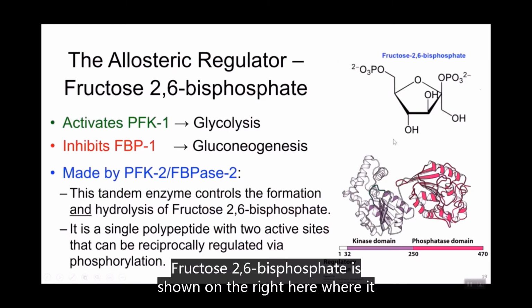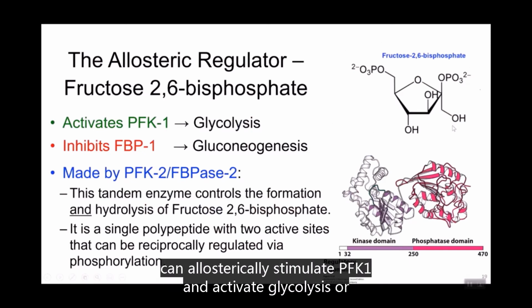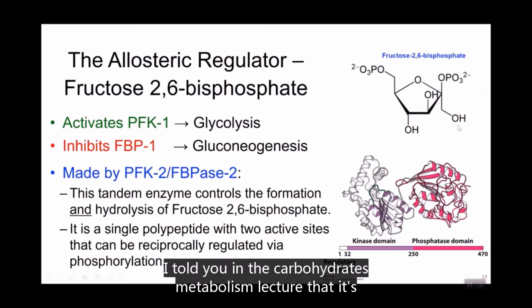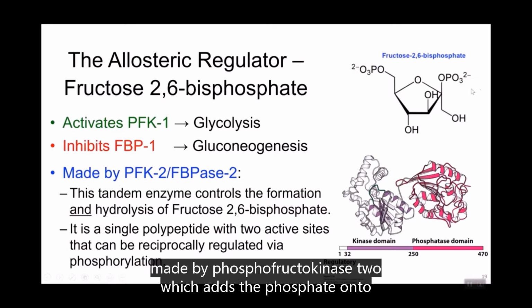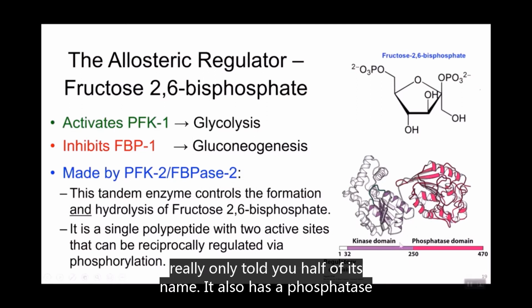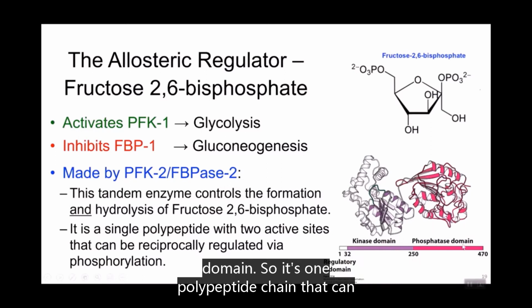Fructose 2,6-bisphosphate is shown on the right here, where it can allosterically stimulate PFK1 and activate glycolysis, or inhibit fructose 1,6-bisphosphatase in GNG. I told you in the carbohydrates metabolism lecture that it's made by phosphofructokinase 2, which adds the phosphate onto carbon number 2, but this enzyme is actually a tandem enzyme. So I really only told you half of its name. It also has a phosphatase domain.